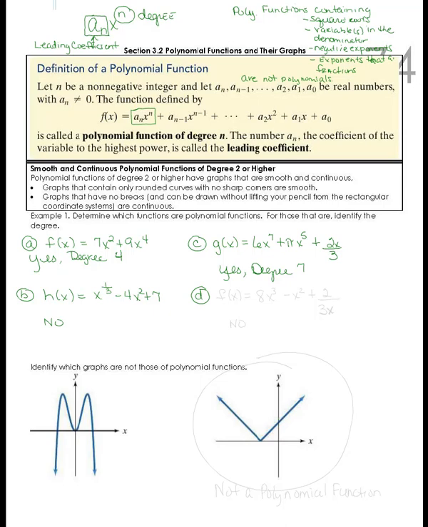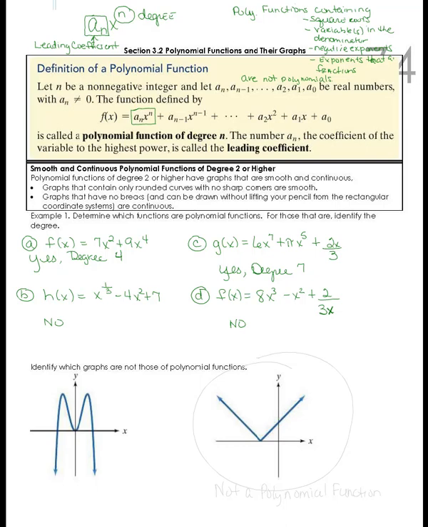Last example, we have f of x is equal to 8x cubed minus x squared plus 2 over 3x. Is this a polynomial function or not? No, because you have a variable in the denominator. Anytime you have a variable in the denominator, it's a rational function, a rational equation.